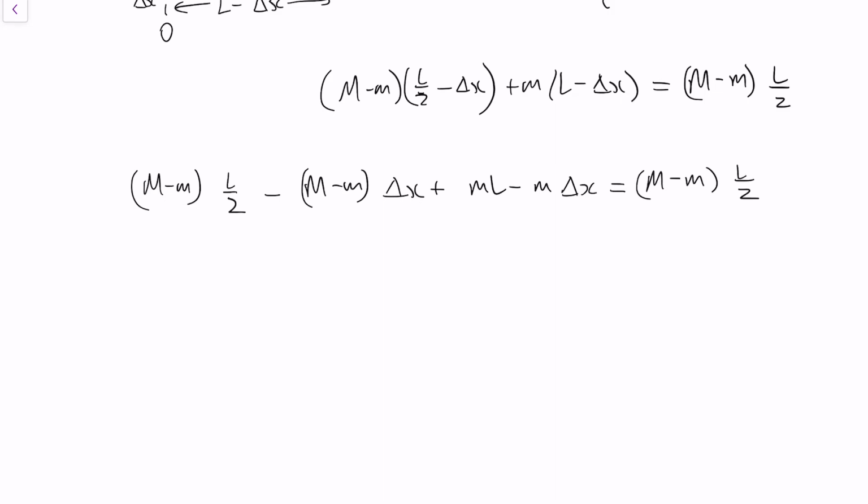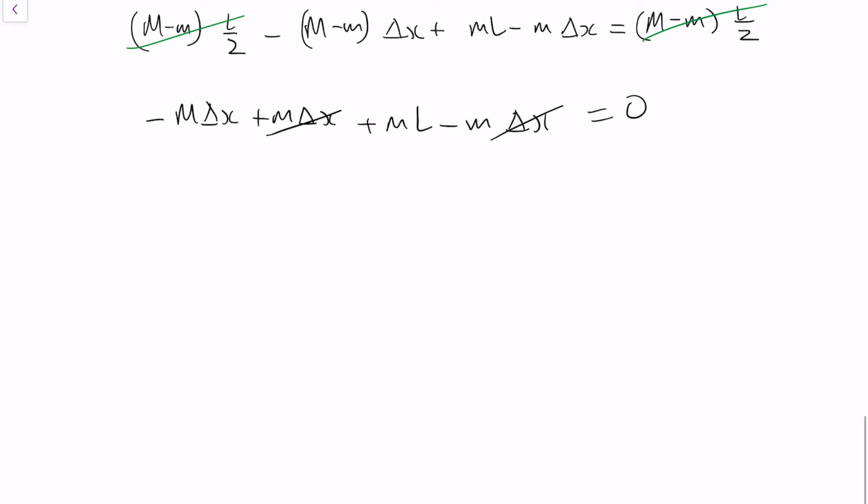So let's get rid of that and that. That means, and let's expand the rest. So we have minus M delta x plus m delta x plus mL minus m delta x. So that goes with that. That's equal to 0. So we have mL minus capital M delta x is equal to 0. In other words, we have mL is equal to M delta x.